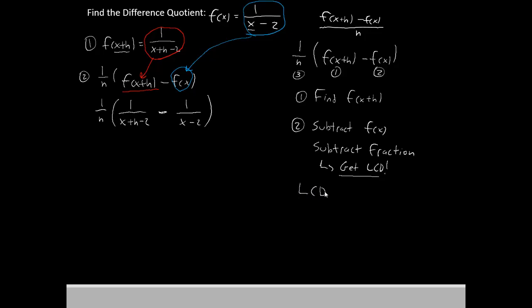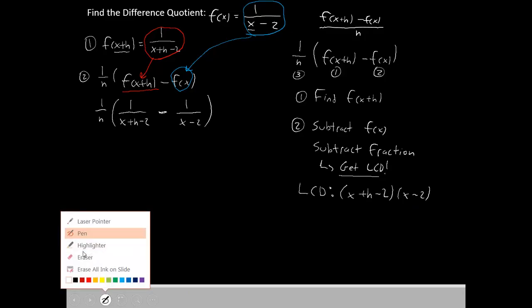So let's try to find what the LCD is supposed to be. Well, we have two fractions in here that need to be subtracted. One of them has a denominator of x plus h minus 2. That's going to have to be included in our LCD. The other one has x minus 2. That's also got to be included. Now we have to ask ourselves, how do we change this denominator to the LCD that we want? We can see that we have the x plus h minus 2 here already, but the LCD also includes the x minus 2. So let's make a note of that.